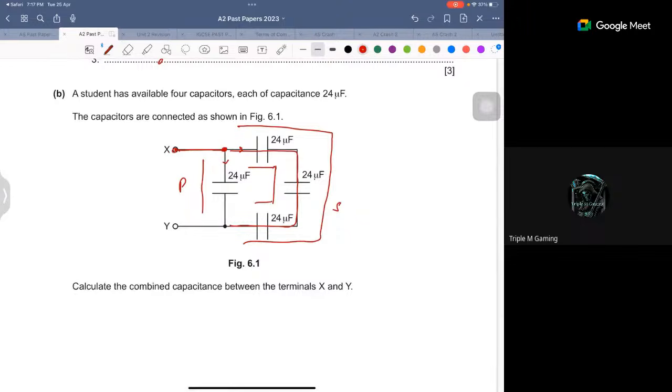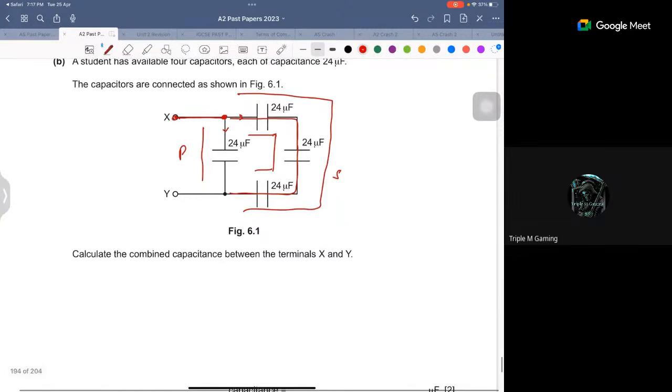Anyway, now it says calculate the combined capacitance. So in series, the capacitance is combined by taking reciprocals. So that might be 3 over 24. What is 3 over 24? 24 divided by 3. So that's going to be 8, I think, right?